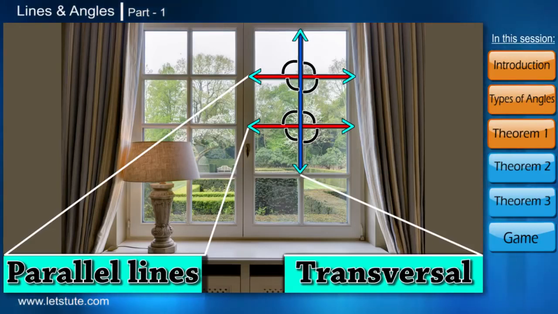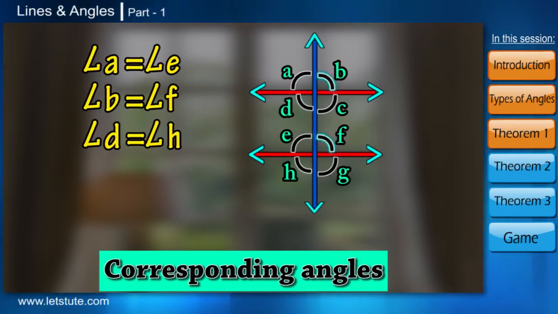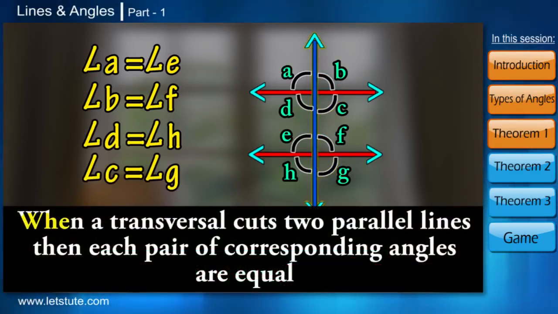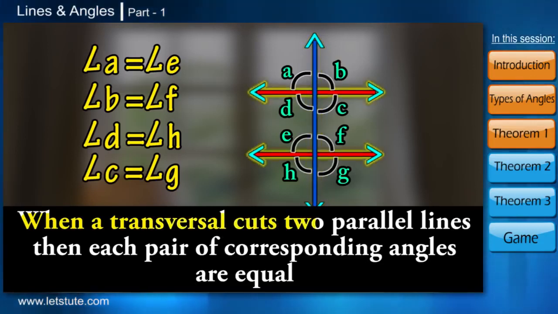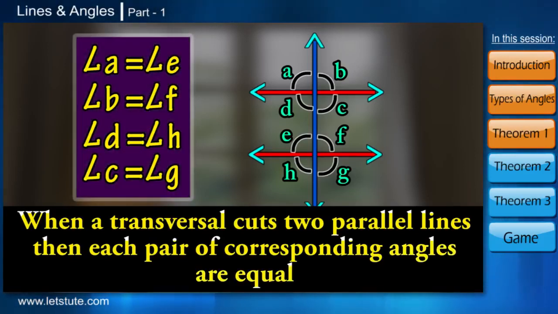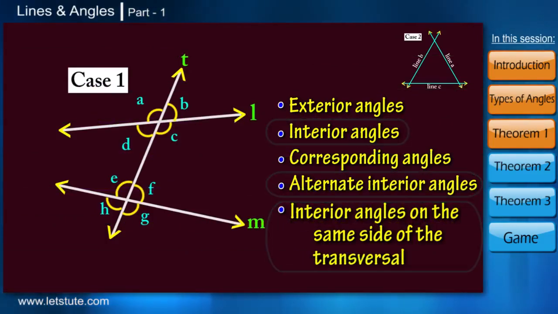Now here, all the pairs of corresponding angles will be equal to each other. So from this, we can conclude that when a transversal cuts 2 parallel lines, then each of the corresponding angles are equal. But then what happened to the various other types of angles we just saw?